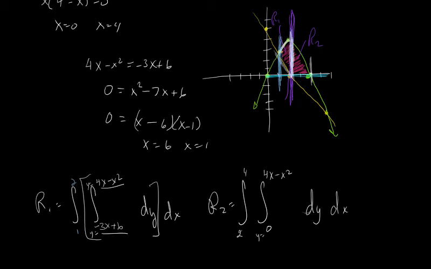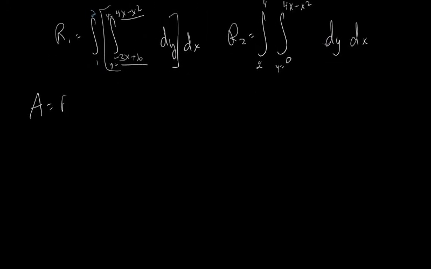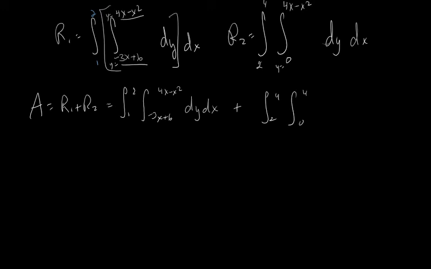Now, all we have to do then is find these integrals and add them together, and that is our total area. So the total area is R1 plus R2. So that's going to be the integral from 1 to 2 of the integral from negative 3x plus 6 to 4x minus x squared dy dx, plus the integral from 2 to 4 of the integral from 0 to 4x minus x squared dy dx.